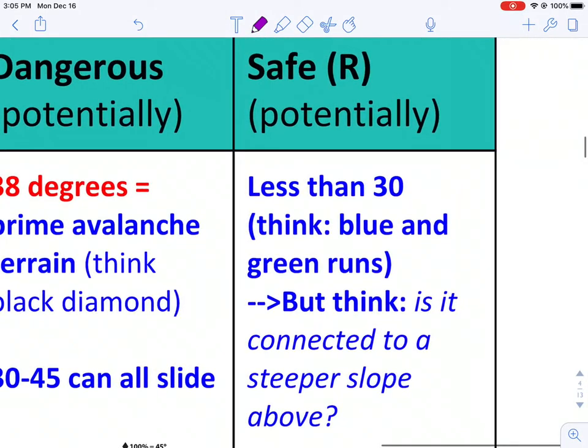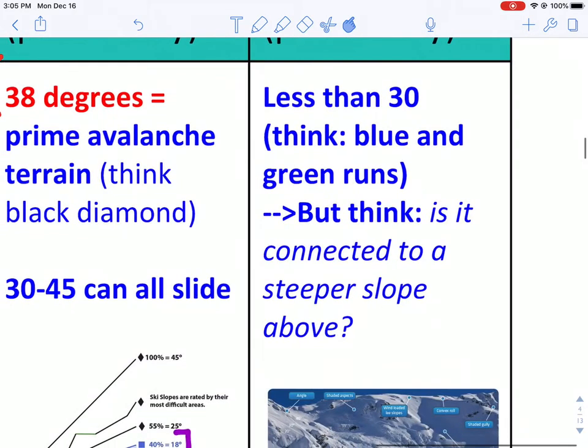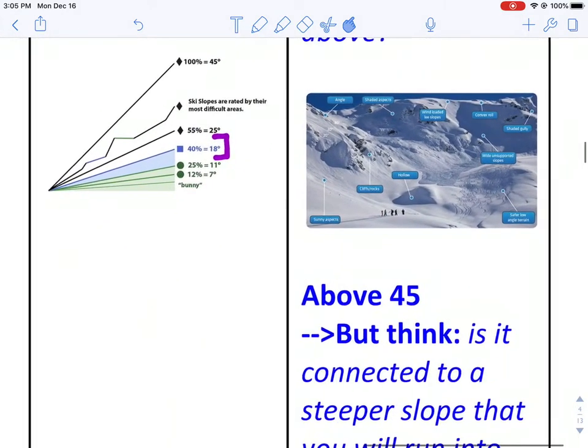So why are these safer? Less than 30, you don't have as much force of gravity pulling that snow down. That's the reason why it's safer. But you might need to think about whether it's connected to a steeper slope above, because then you're still in the run-out zone.